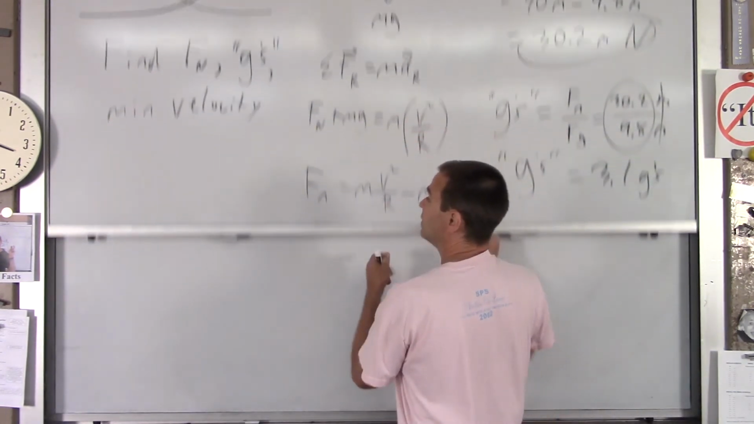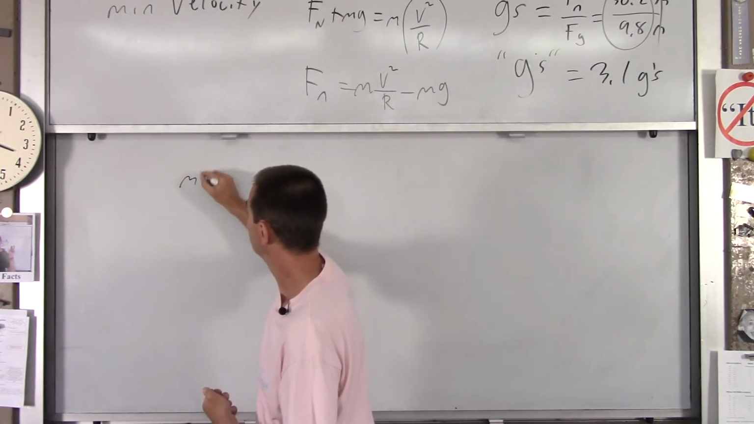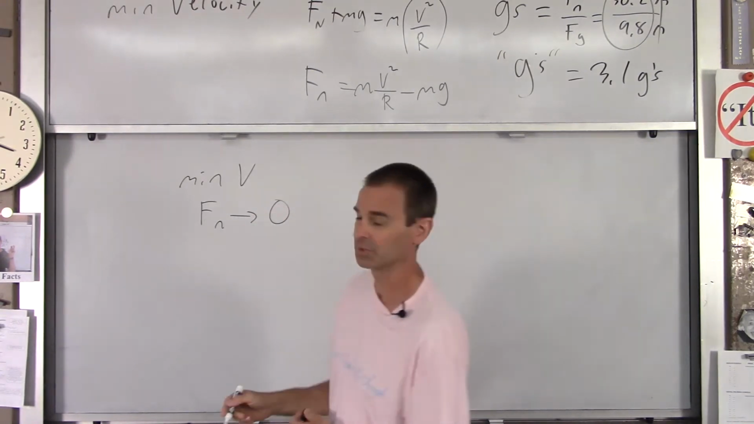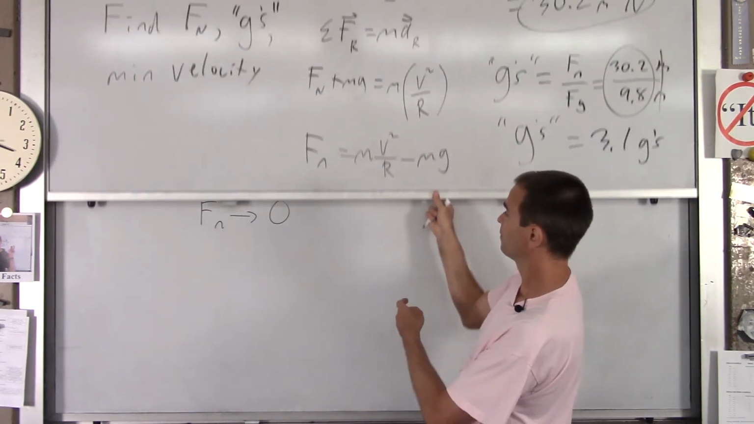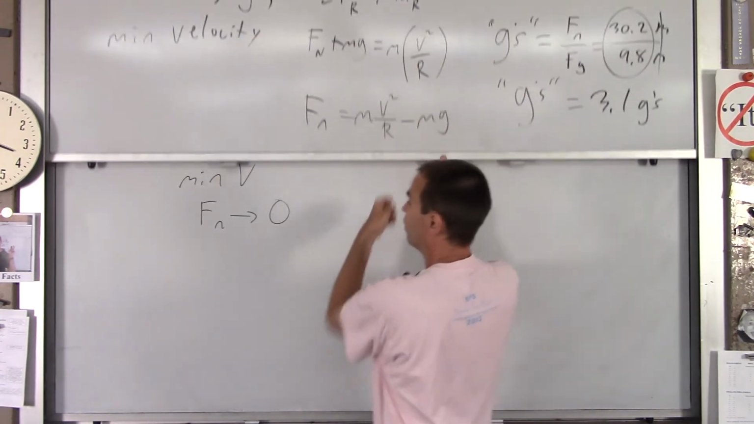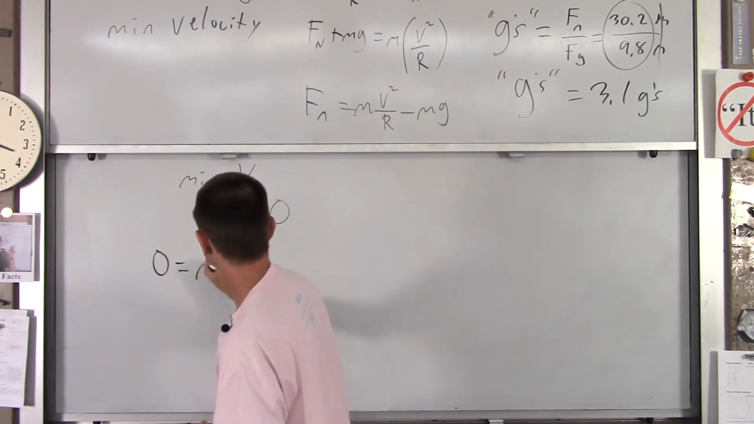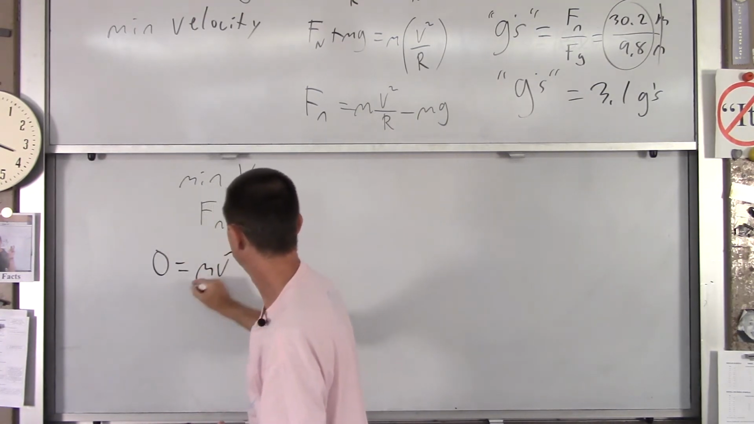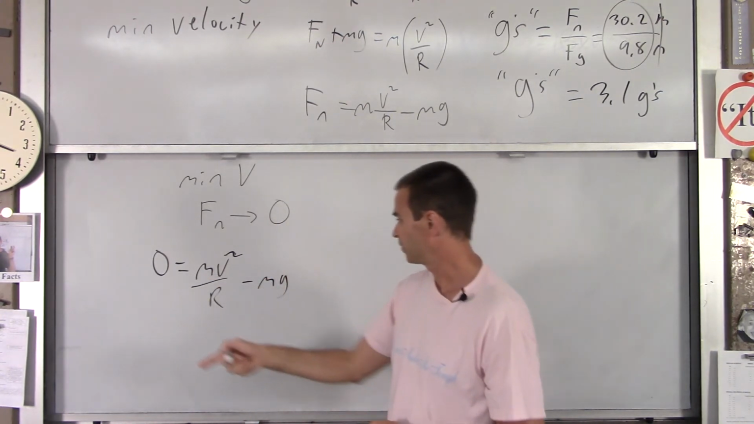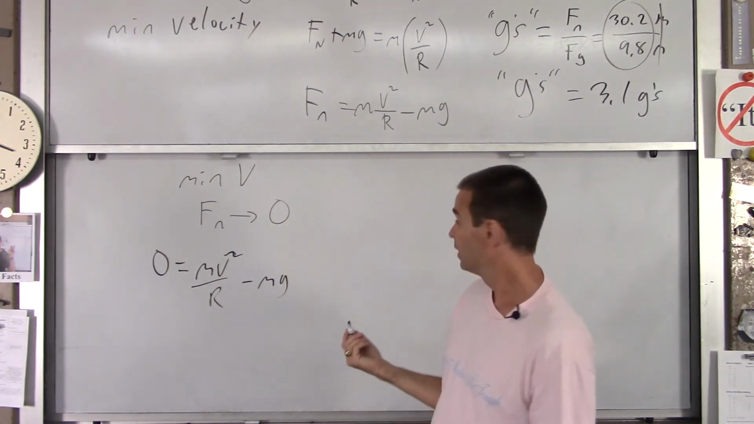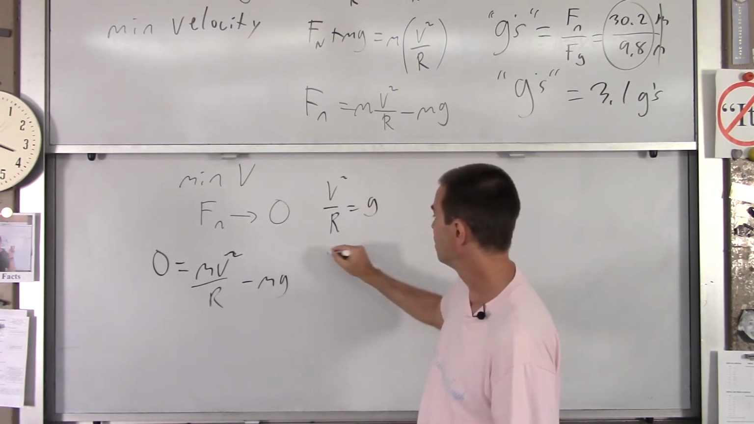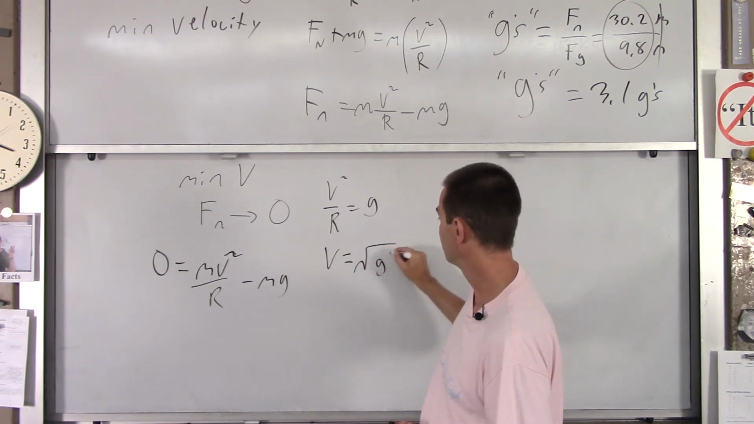So, at min velocity, Fn drops to 0. Okay? So in our equation right here, you can just start with this and you just set Fn equal to 0. Okay? So we have 0 equals mv squared over r minus mg. You move the mg to the other side, and the m's drop out, and you get something like this. You get v squared over r equals g, or v equals root g r.